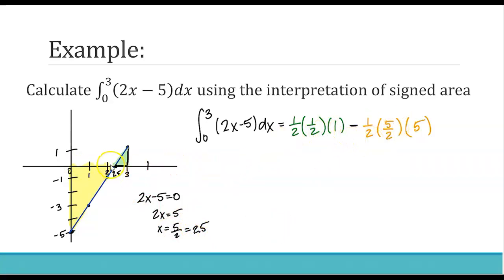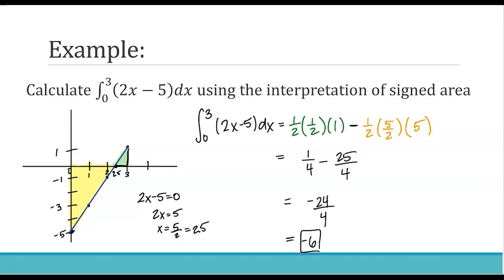So we have the area of the triangle on top minus the area of the triangle on the bottom. And then we just go ahead and simplify here. So this is 1/4 minus 25 over 4. And so that's -24 over 4, which simplifies to -6.